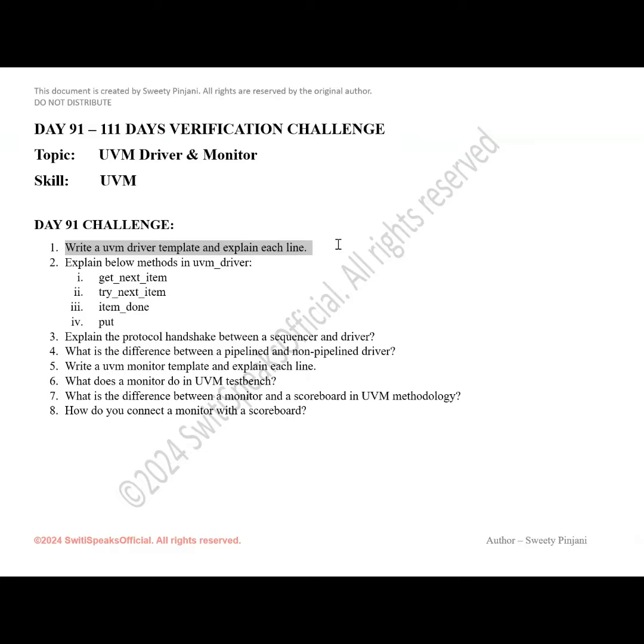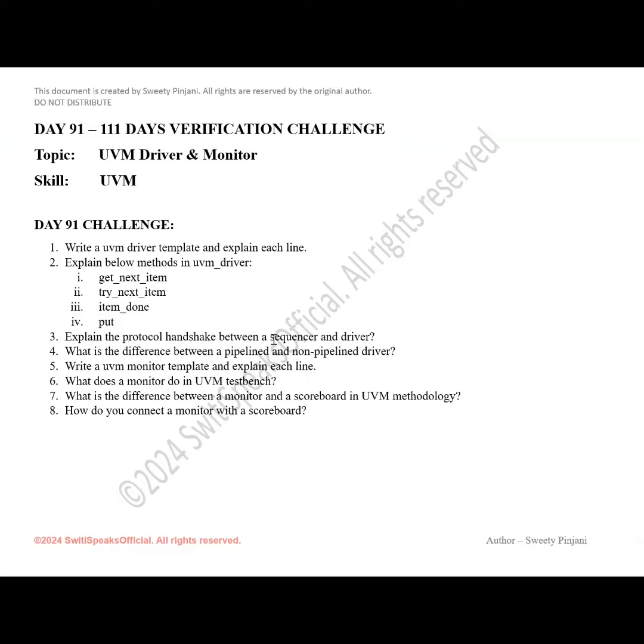Inside the UVM driver, we have different methods like get_next_item, try_next_item, item_done, put. These are some of the methods which I have listed. You need to explain each of these methods in the UVM driver with the help of a coding example. Write code for all these methods and explain what is happening inside each line.